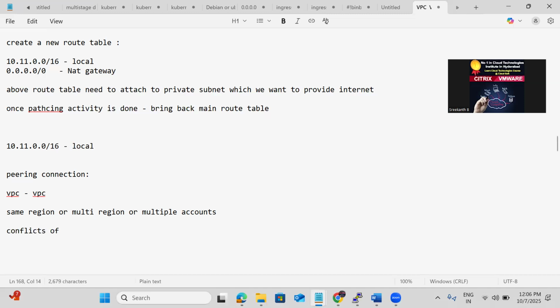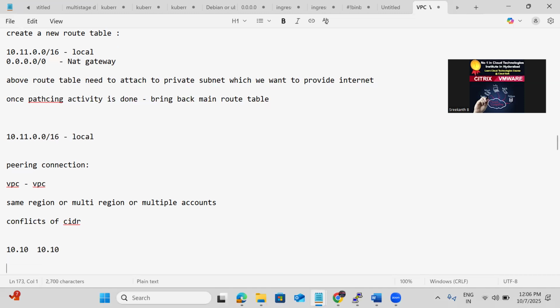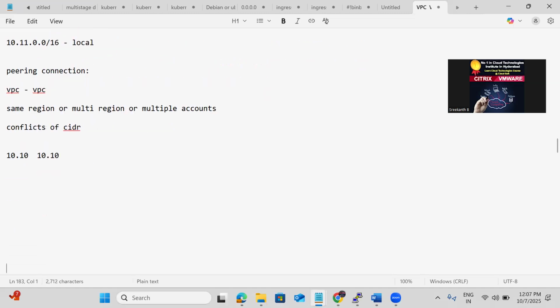What is the meaning of conflict of CIDR? Assume one VPC already has the 10.10 series and another one is also in the 10.10 series. Then both have duplicate IPs, and at that moment VPC peering is not possible. Both should have separate ranges. With a CIDR conflict we get duplicate IPs, so the connection is not possible.